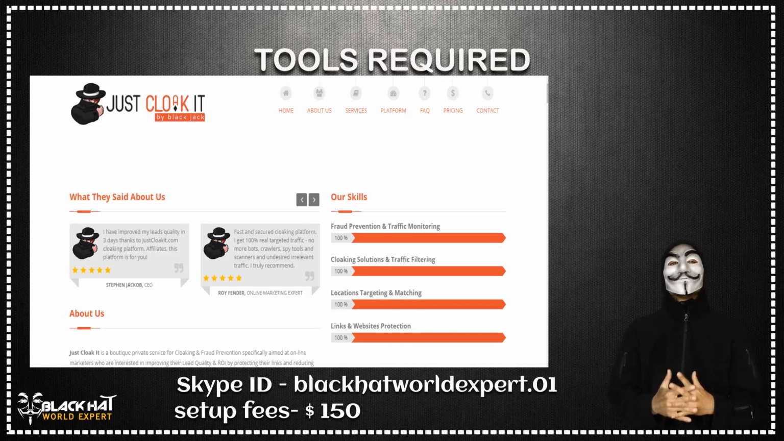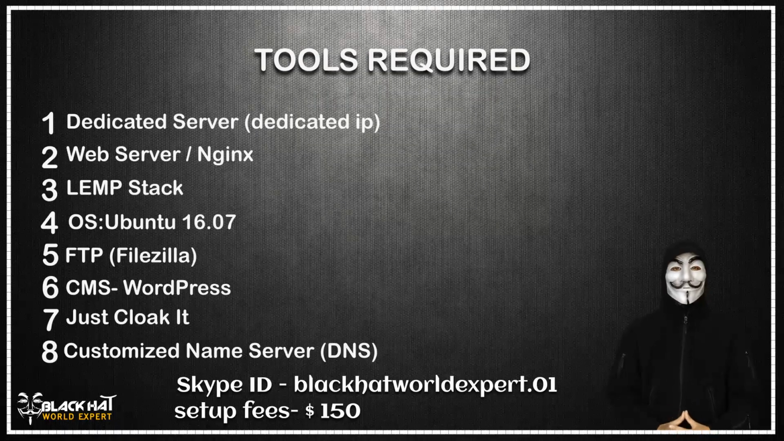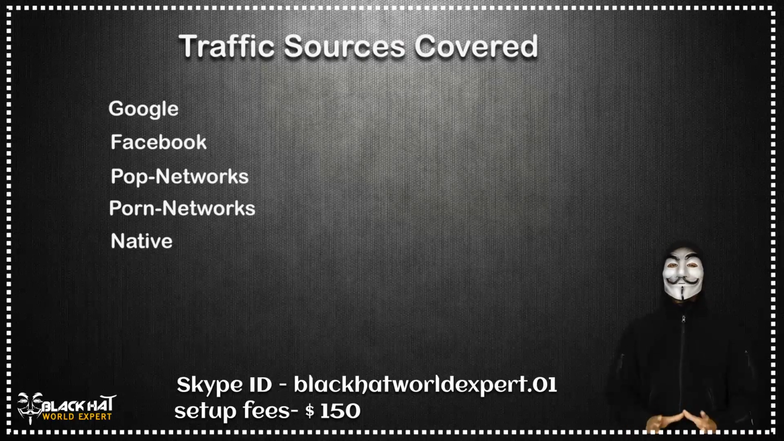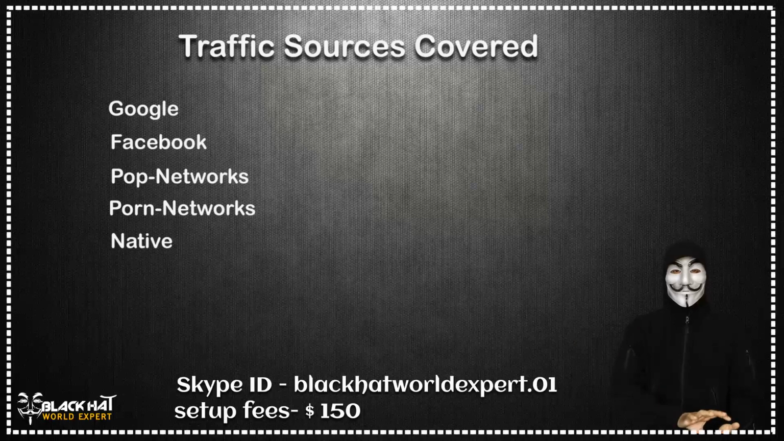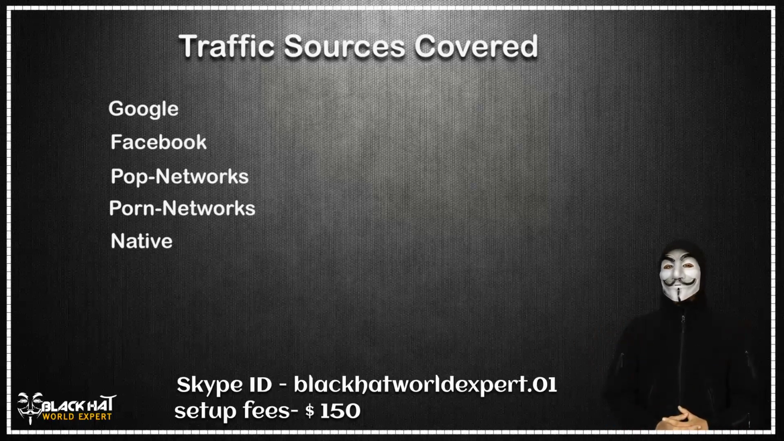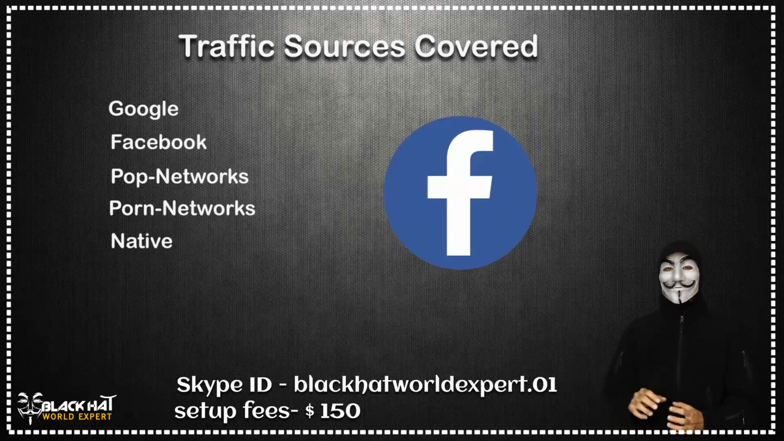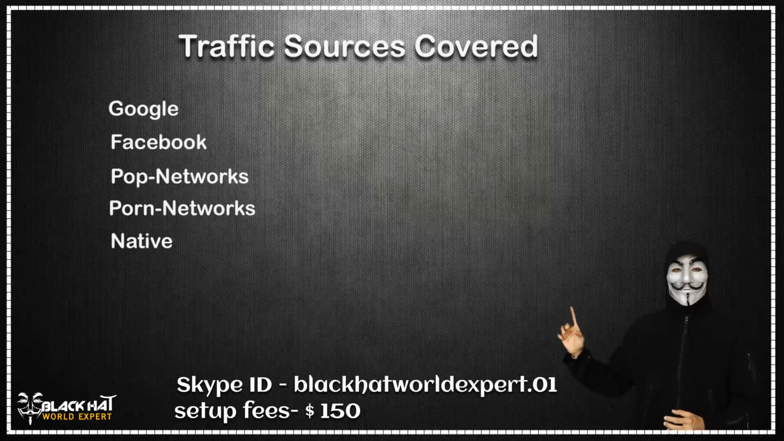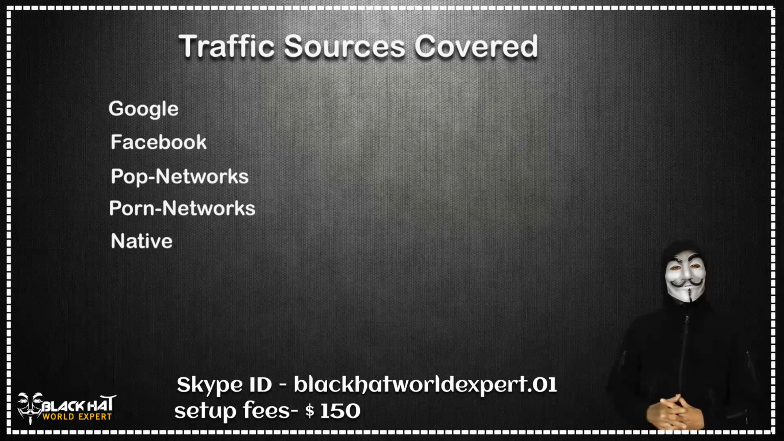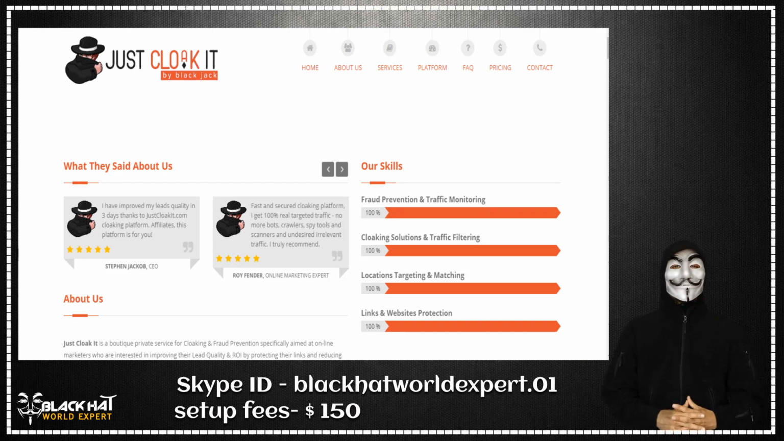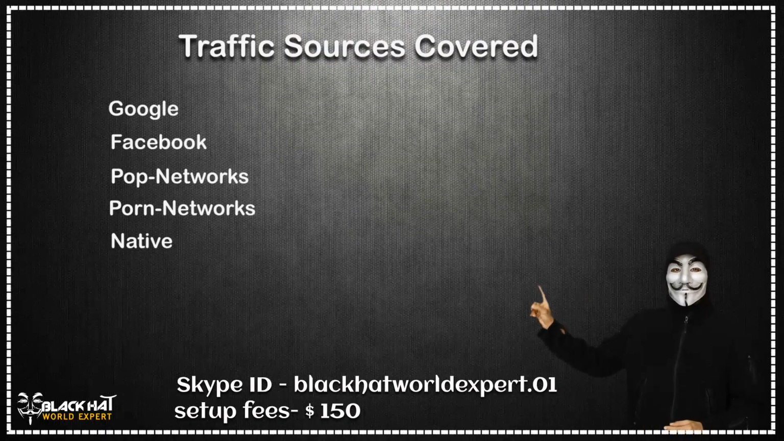So, what are the traffic sources covered by Just Cloak It? It covers Google, Facebook, pop networks, porn networks, and native traffic sources. If you ask me how many traffic sources it covers, I can say the major traffic sources that are available, they all are covered by JCI, starting with Google, Facebook, pop networks, all the porn networks, and native. If you happen to find any traffic source that might not be in the list of JCI, however, you can use custom filters in order to customize your cloaker by yourself.